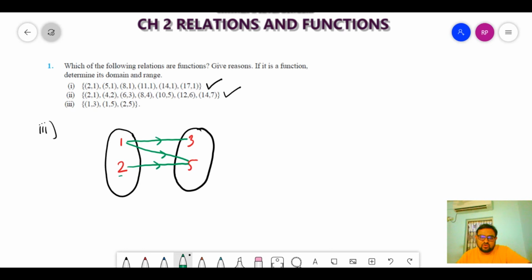See, 2 is having only one image, but 1 is having two images, right? According to the definition of function, it must have only one image, but 1 is having two images here, so this is not a function. So there is no need to write down the domain and the range. Clear? So just note down the third part of question number 1.